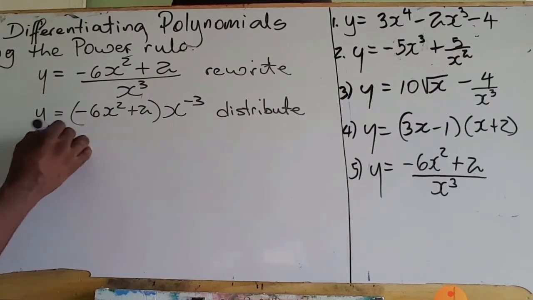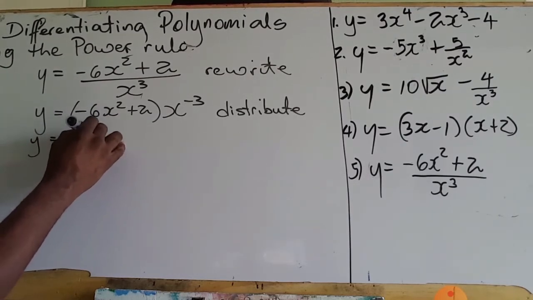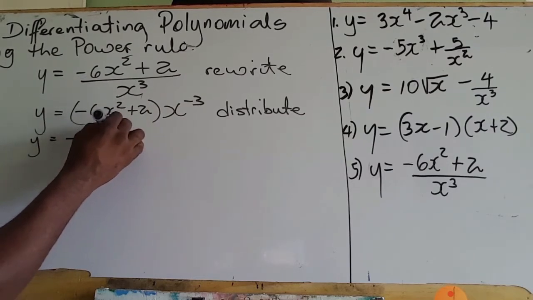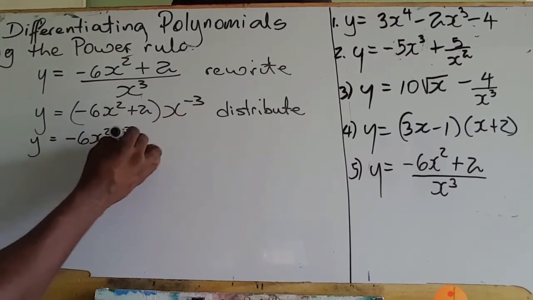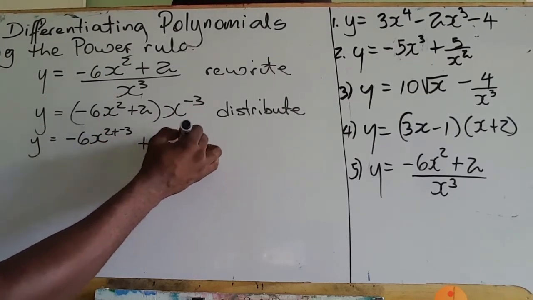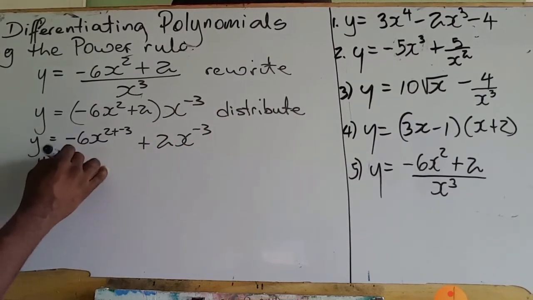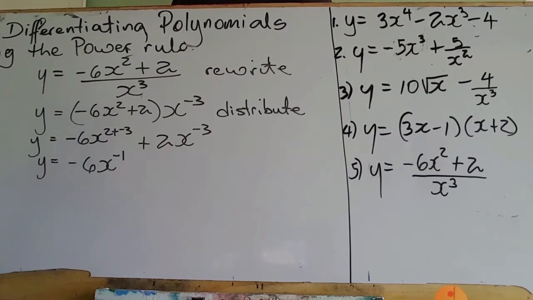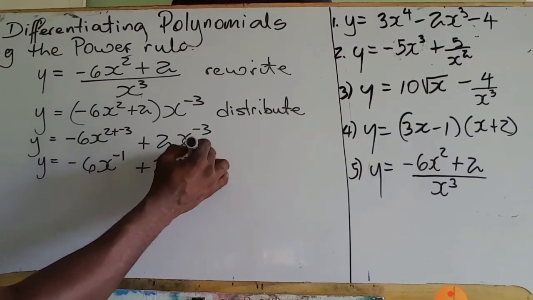So y is equal to negative 6x to the second plus negative 3, because when you multiply similar letters, you add their powers. Then it's going to be 2 times x to the negative 3. One last simplification. Y is equal to negative 6x to the negative 1 plus 2x to the negative 3.